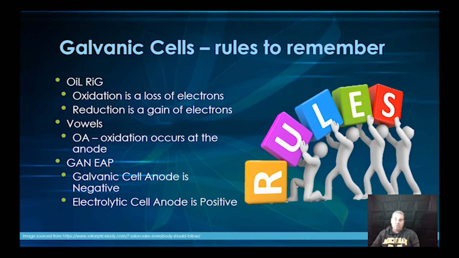The first step is always identifying which is the most reactive metal. It's the one that's closest to francium. The most reactive metal will be where oxidation occurs. That will be the anode, and you can go through and work out the rest from there.